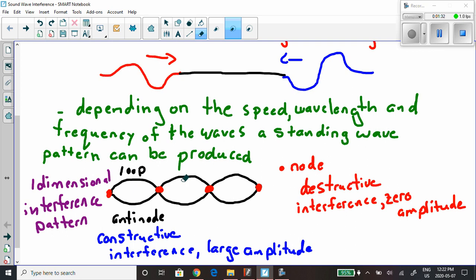Here was a loop, an antinode. Here was a loop, an antinode. And you also had areas where you had continual destructive interference. I have them in red here, and they're called nodes. And you would have zero amplitude there. So this was two waves coming together, interfering with each other, and the interference pattern was standing. It was static. It wasn't moving. And we talked about that previously.